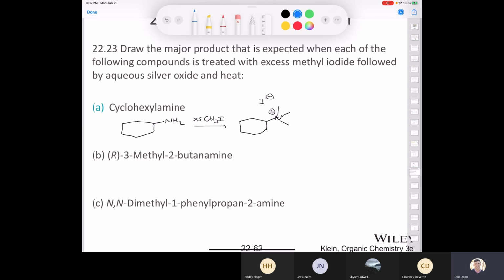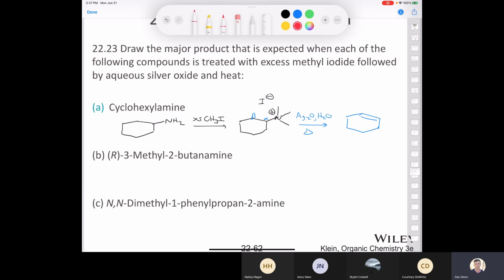Then in the next step, you're going to treat it with silver oxide, water, and you're going to heat it up. And that's going to do an elimination to make the Hofmann alkene. Well, in this case, this is your alpha carbon, your beta carbon. There's only one kind of beta carbon, so there's really only one possible answer here. There isn't even a Zaitsev product that could be formed. This is both the Zaitsev and the Hofmann product all at once. But the next one is a good example.